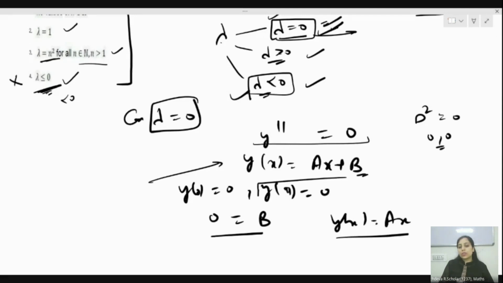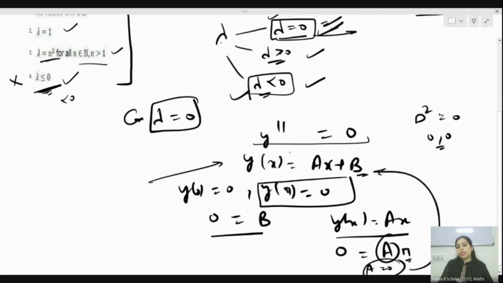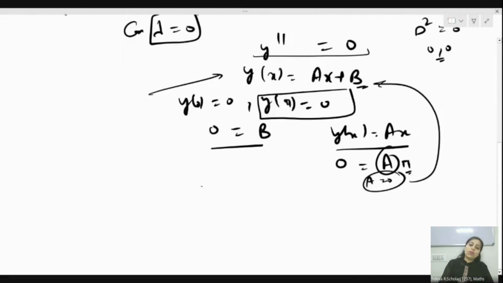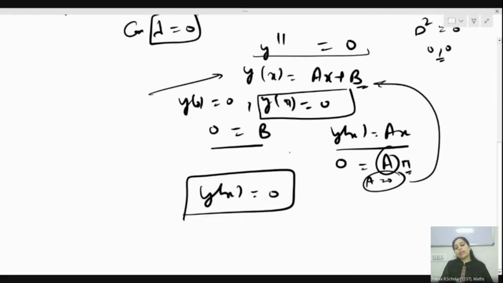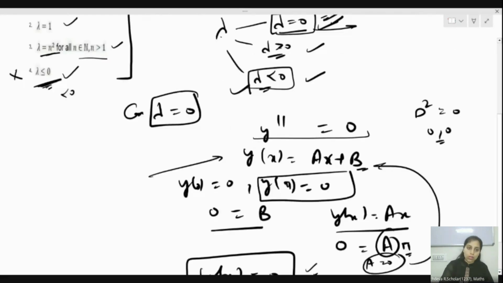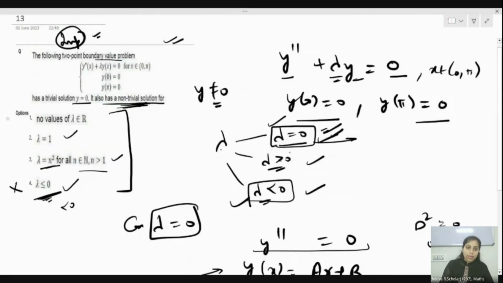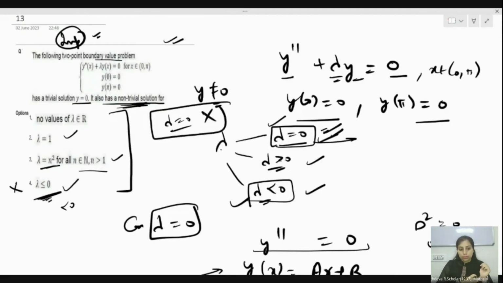Substituting the second condition, y(pi) is equal to 0. So a pi. Now pi cannot be 0, so the only option is a should be 0. Substituting a is also 0, b is 0, we get y(x) is equal to 0. So in this situation, we get a trivial solution, not a non-trivial solution. So lambda is equal to 0 cannot be the case which gives you a non-trivial solution.